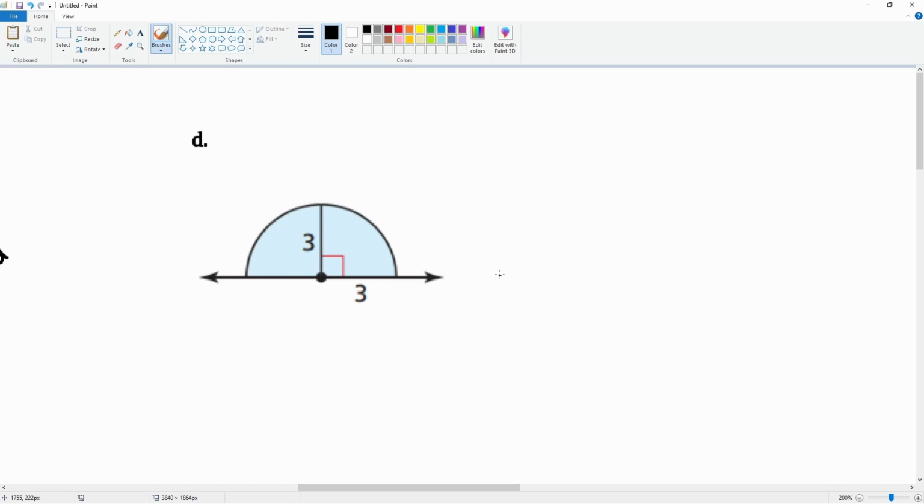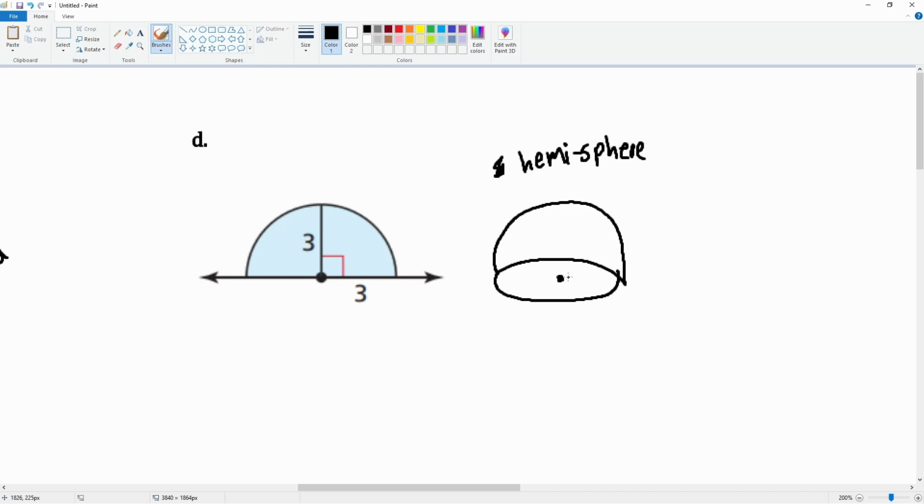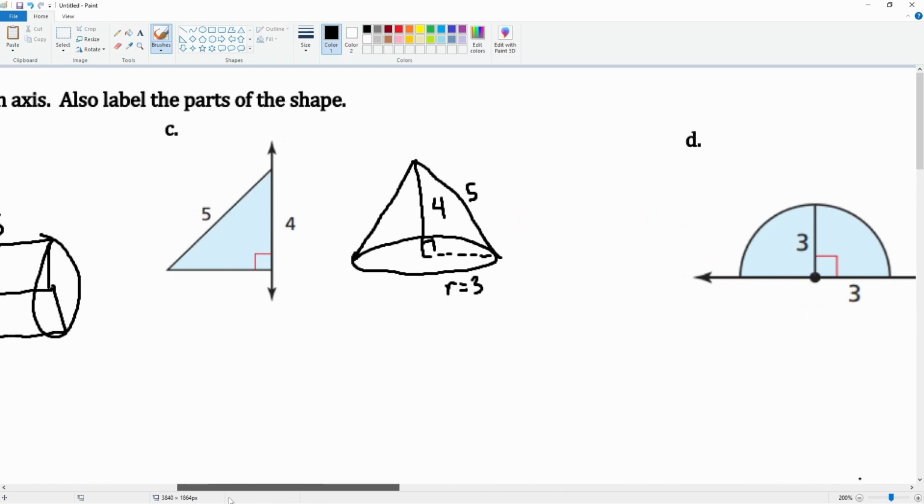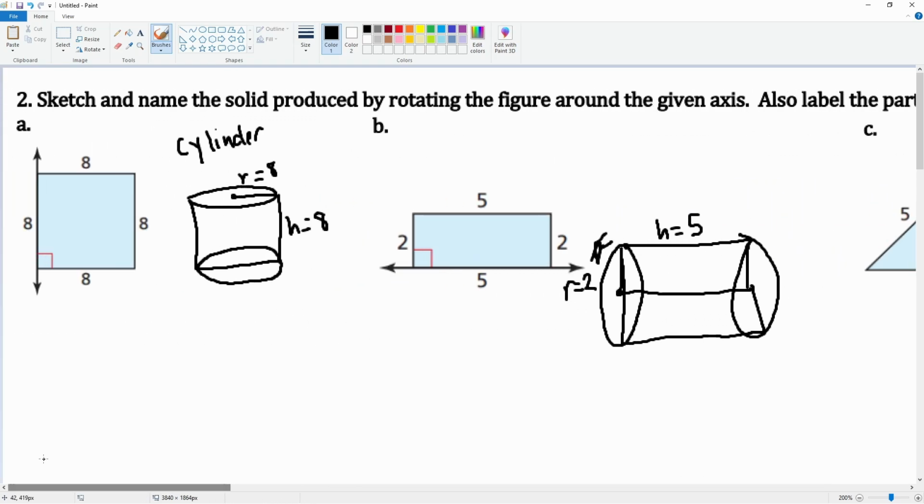D, if we rotate this, it becomes, here's the top, here's the revolution. This becomes a hemisphere, half of a sphere. The radius here is 3. That's it. So there you go. That is what you get for revolving the 2D figure.